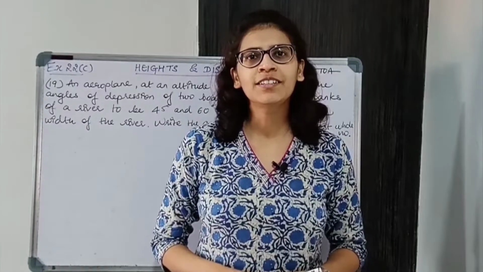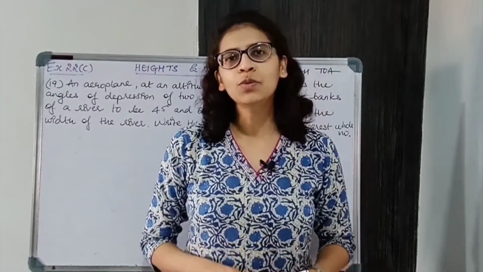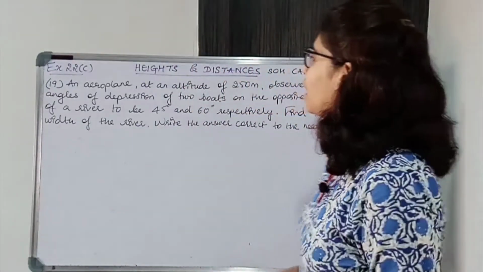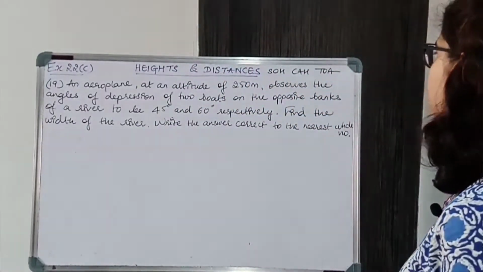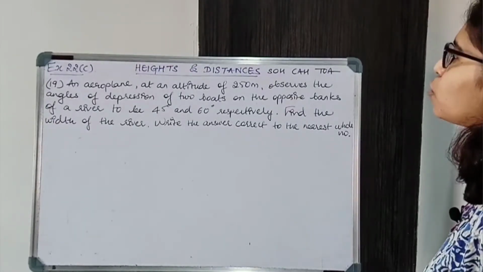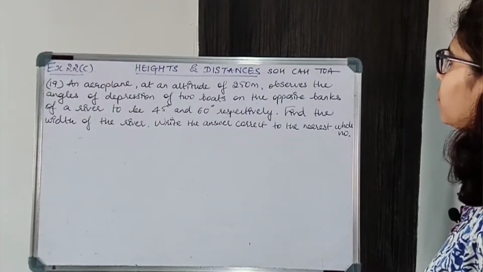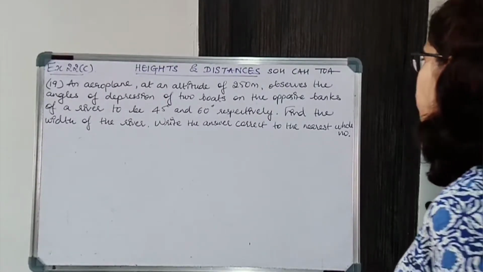In this video, we'll continue with exercise 22C from chapter Heights and Distances. So starting with question number 19. An aeroplane at an altitude of 250 meters observes the angles of depression of two boats on the opposite banks of the river to be 45 degrees and 60 degrees respectively. Find the width of the river. Write the answer correct to the nearest whole number.